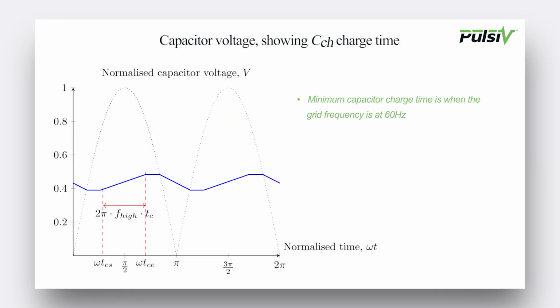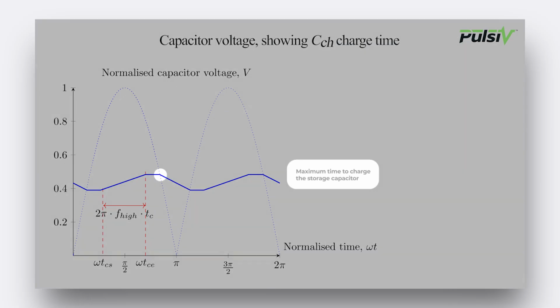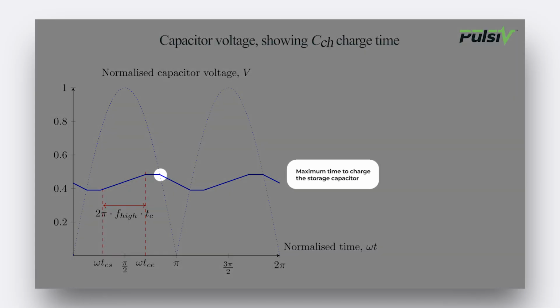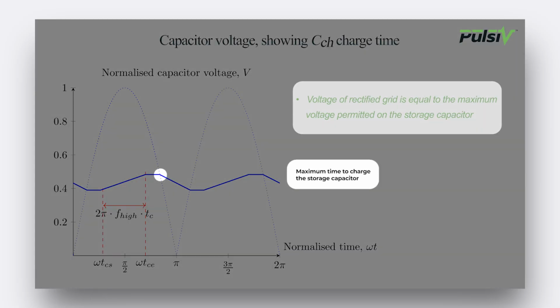The minimum charge time for the storage capacitor is when the grid frequency is 60 Hz, and this corner case can be used to determine the average current required to charge the capacitor. The maximum time to charge the storage capacitor is calculated when the voltage of the rectified grid is equal to the maximum voltage permitted on the storage capacitor.